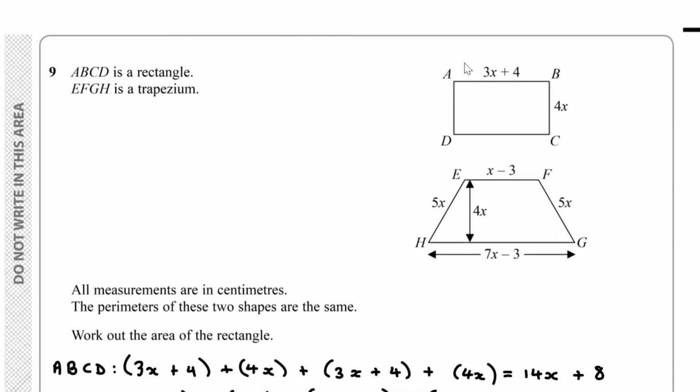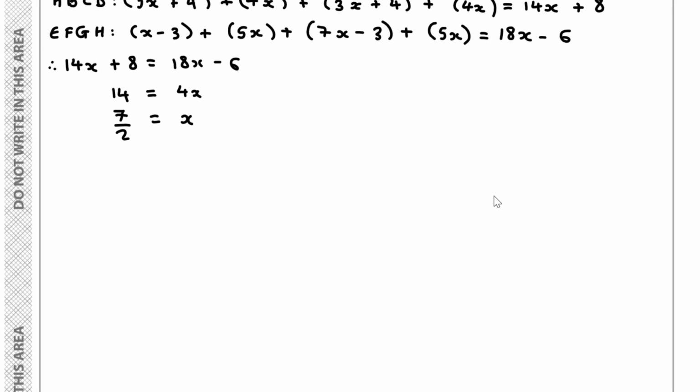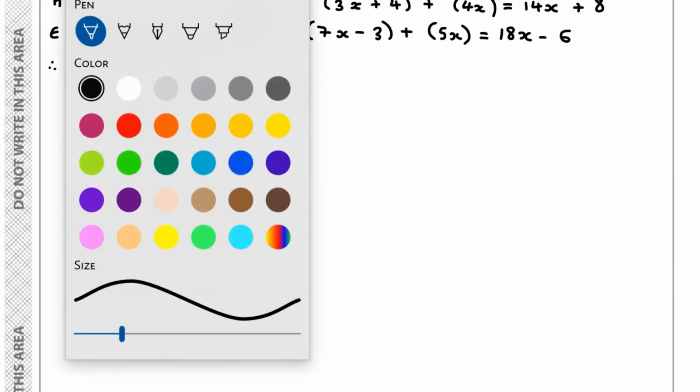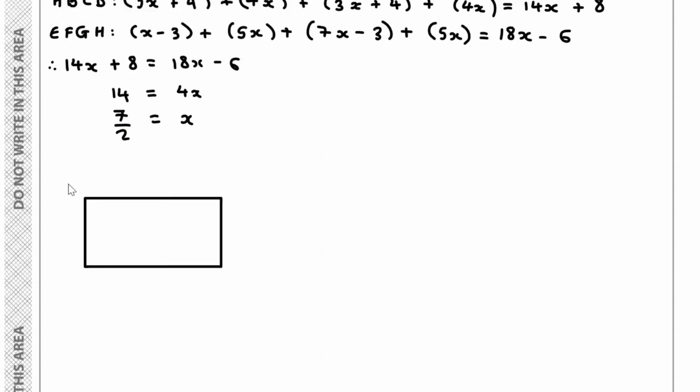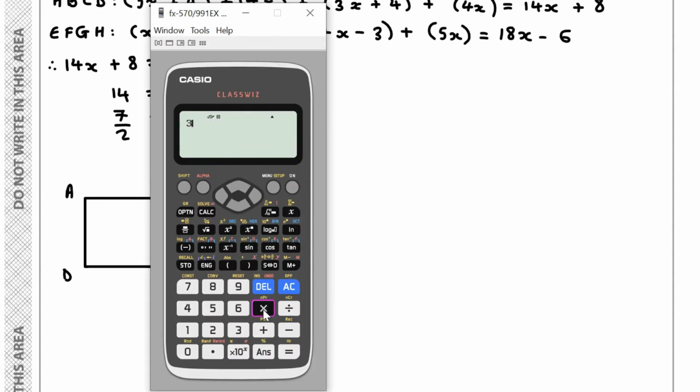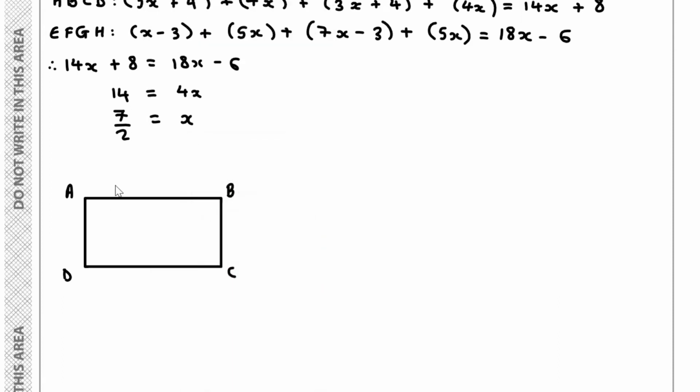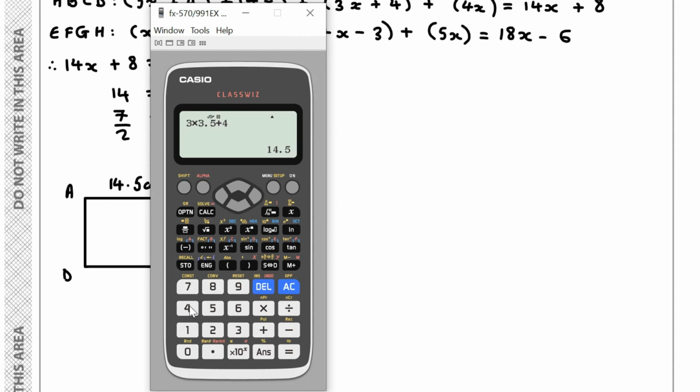So knowing that x is equal to 7 over 2, let's just draw out the rectangle again. We have A, B, C, and D. Well, here we've got 3x plus 4, so we've got 3 times 3.5 plus 4, that's 14.5. So here we've got 14.5 centimeters, and here we've got 4x, so 4 times 3.5, which is 14.